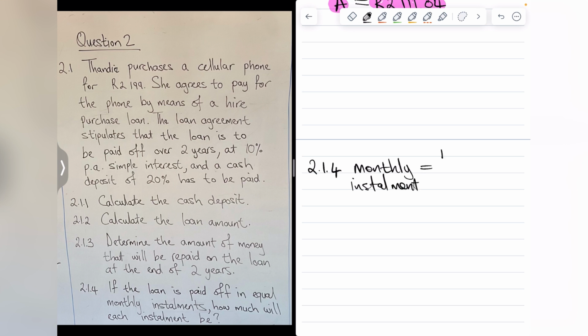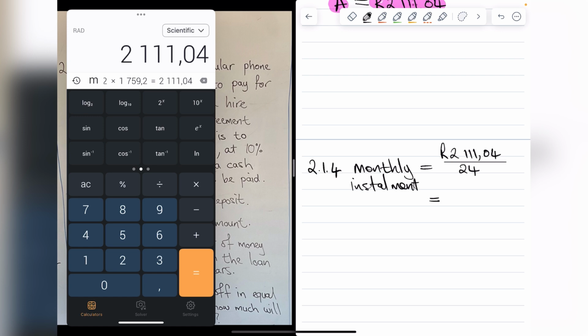The monthly installment will be 2,111 Rand and 4 cents divided by 2 years, which is 24 months. So remember, we want monthly payments. We don't want yearly payments. So 2,111 Rand and 4 cents divided by 24 is equal to 87 Rand and 96 cents. And that is the monthly installment.